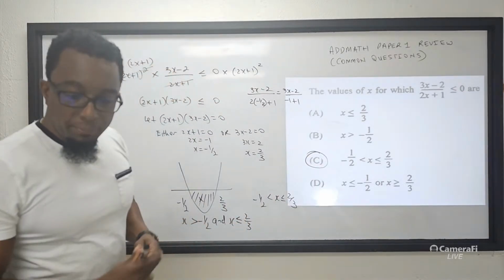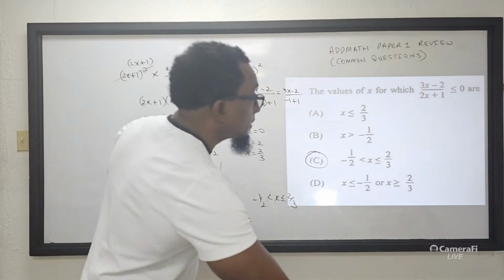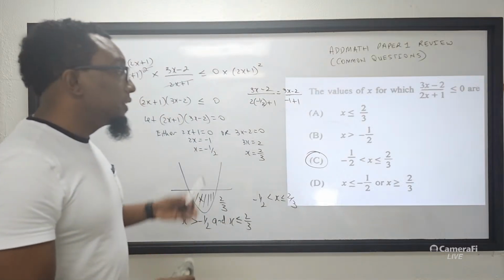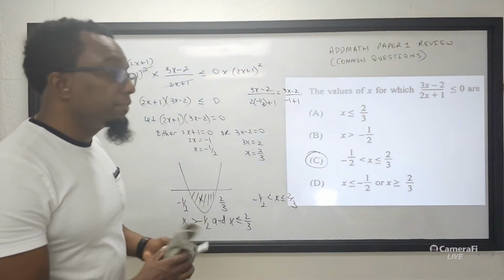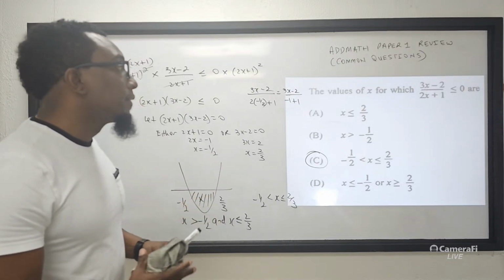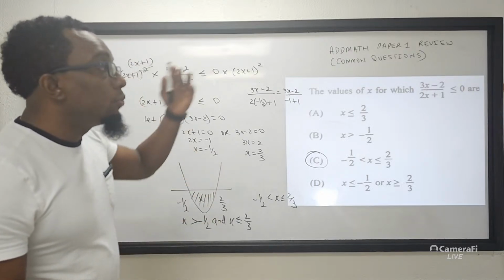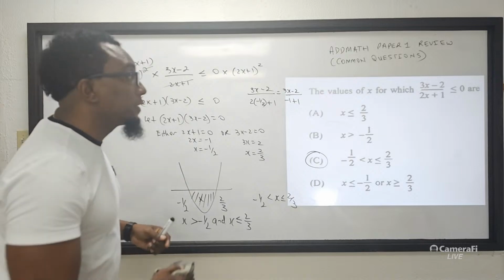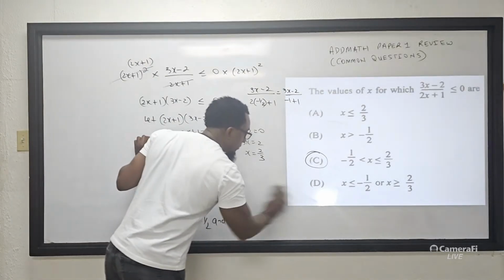Alright, so make sure we're familiar with these questions. If this comes in the exam tomorrow, all you have to do is look at your answers carefully, and if it's C, you circle or shade C. If not, make sure you know how to solve such a question, alright? So let's look at the next.